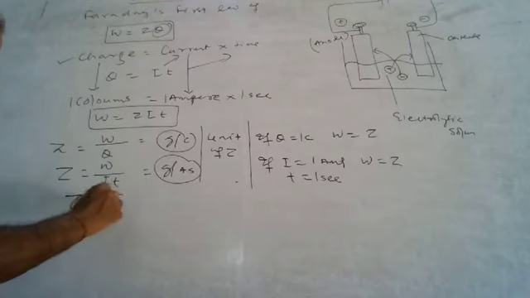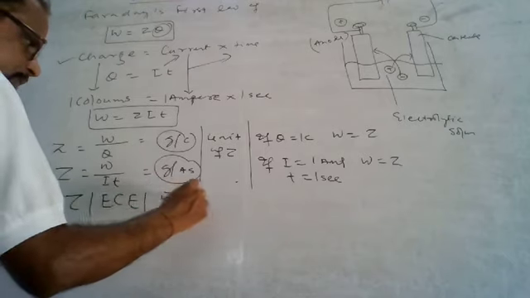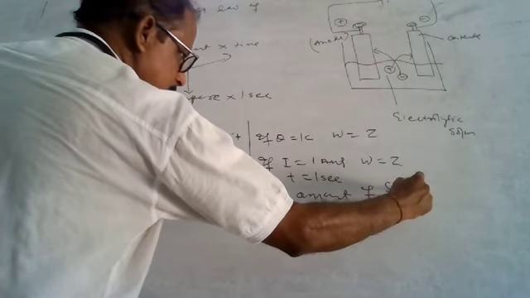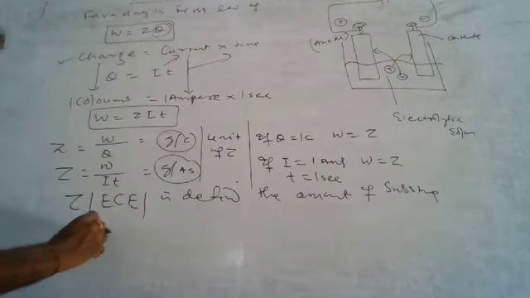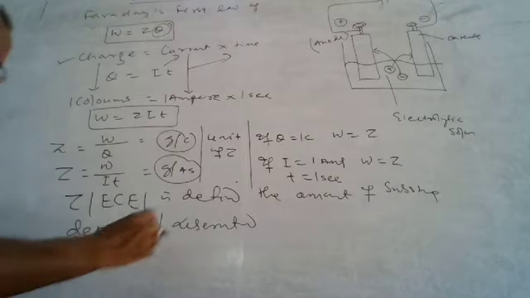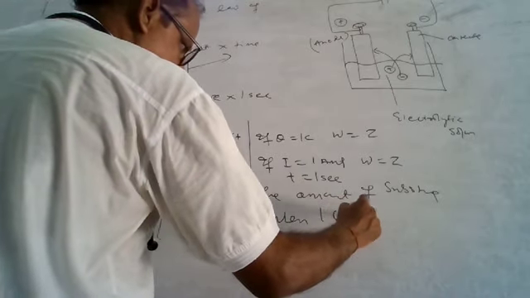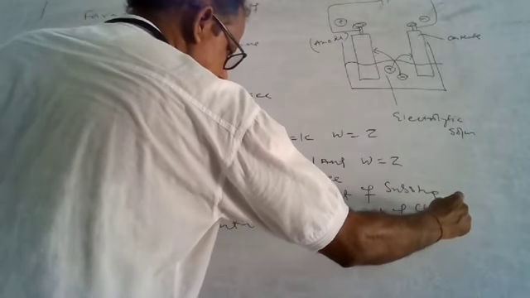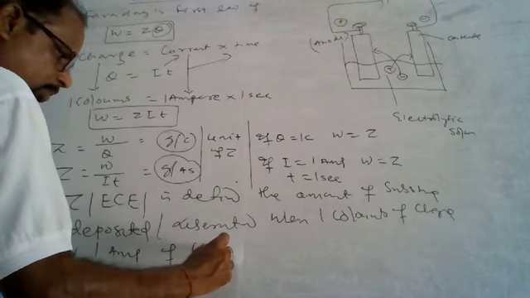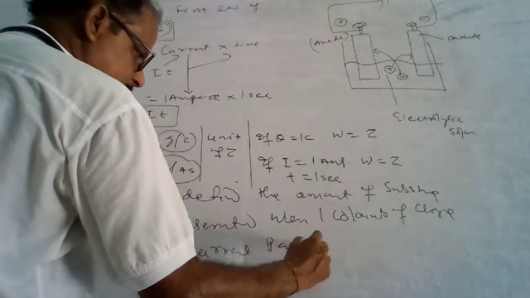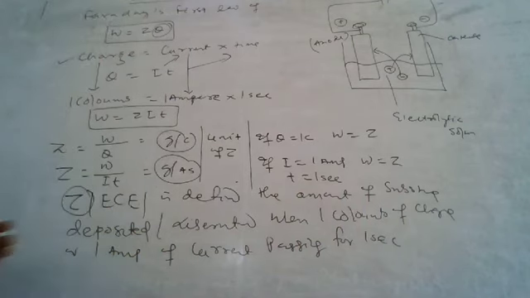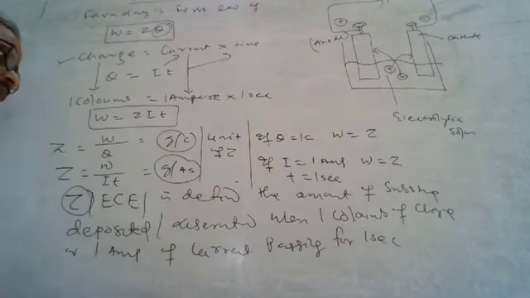So how do we define Z? Z, the electrochemical equivalent of a substance, is defined as the amount of substance liberated or deposited when 1 coulomb of charge passes through it, or 1 ampere of current passes for 1 second.